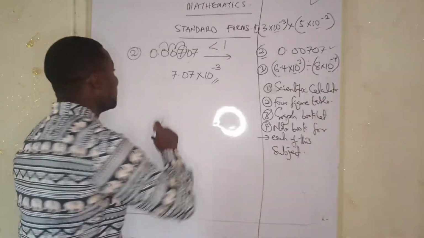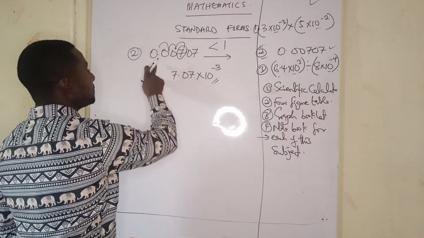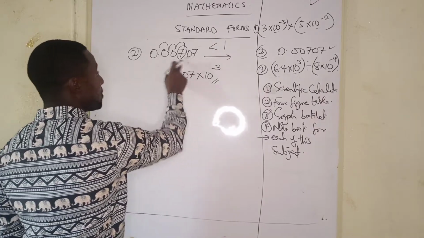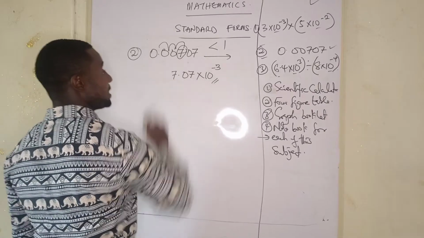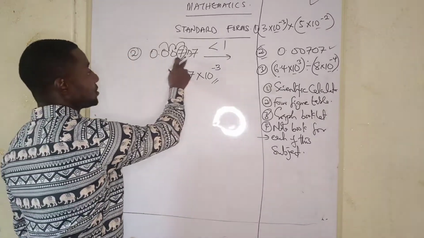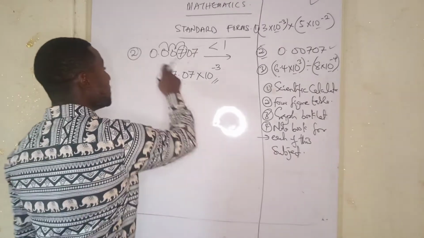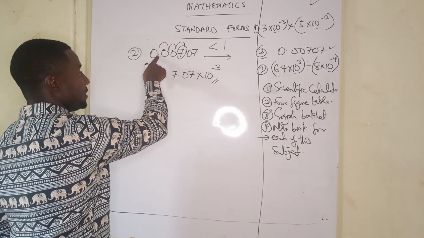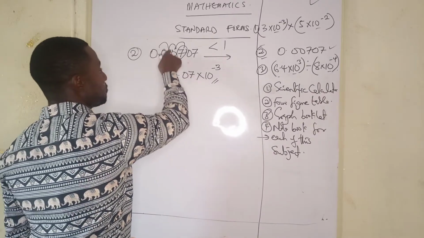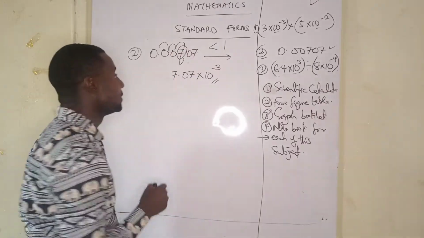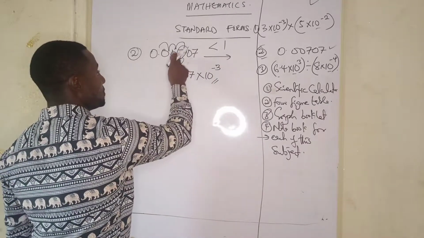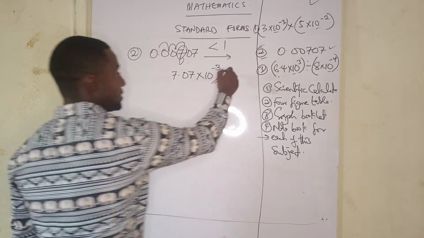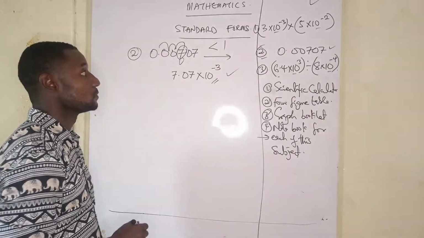Are we clear? Now, let me come again. 0.00707. To solve this question, the first thing that will come to your mind is, is this number greater than 1 or less than 1? Of a truth, 0.00707 is less than 1. So it means that we are going to count forward to the unit value. The dot is at this edge, so you count it 1, 2, 3 to the unit value, which is 7. It gives us the minus 3. Then we'll go 7.07 times 10 raised to power minus 3. So with that, we are good with number 2.